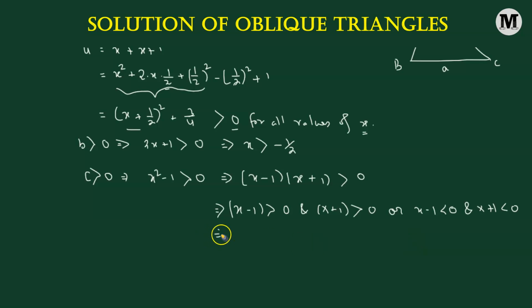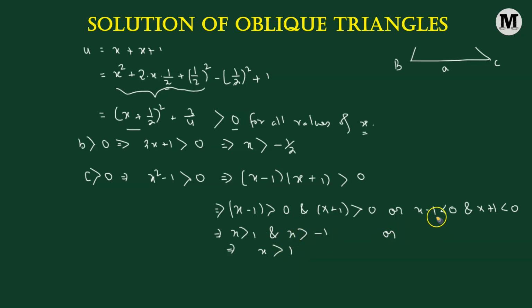Now, x minus 1 greater than 0 means x has to be greater than 1, and x has to be greater than negative 1. When we combine this, it simply means that x is greater than 1 and x is also greater than negative 1, which simply means that x has to actually be greater than 1. That is the combined solution of this case.